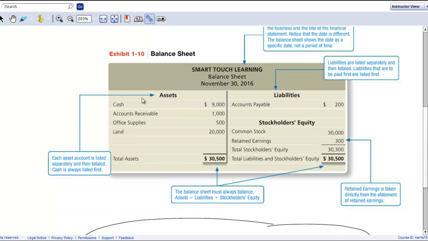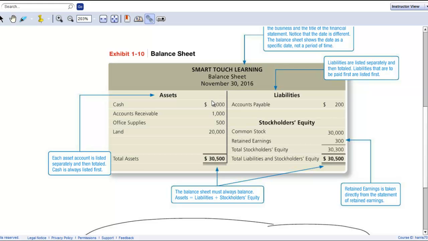Let's take a second now to talk about the last of the 4 financial statements, the statement of cash flows. Now remember this $9,000 cash number here, because what this next financial statement is going to show us is how we get from the cash balance on one balance sheet date to the cash balance at the next balance sheet date.